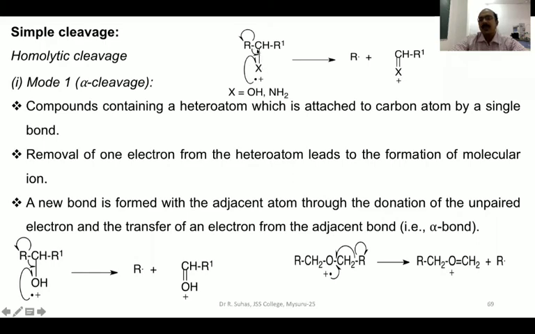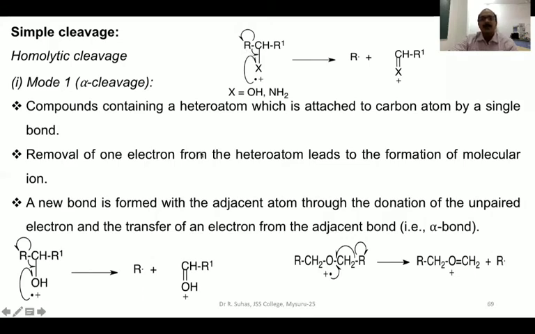As a result of that, a new sigma bond is formed adjacently. So this is called homolytic cleavage. As a result, you are going to get R radical plus C double bond X H R dash. The plus charge will be retained on the X, whereas the radical will be given for the bond formation, and this is the new bond formed. So here removal of one electron from the heteroatom leads to the formation of a molecular ion. A new bond is formed with the adjacent atom through the donation of the unpaired electron and the transfer of electron from the adjacent bond. This is the adjacent bond, also called the alpha bond.